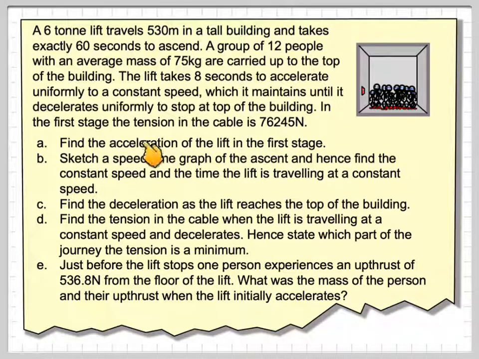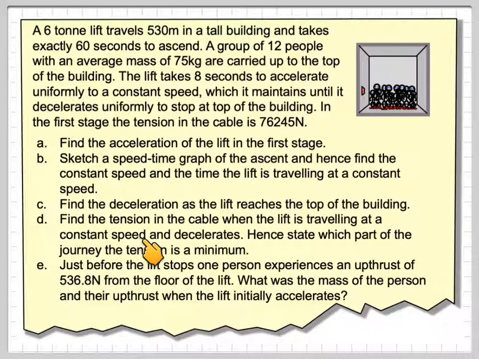In the first stage, the tension in the cable is 76,245 newtons. A. Find the acceleration of the lift in the first stage. B. Sketch a speed-time graph of the ascent and hence find the constant speed and the time the lift is travelling at the constant speed. C. Find the deceleration as the lift reaches the top of the building.